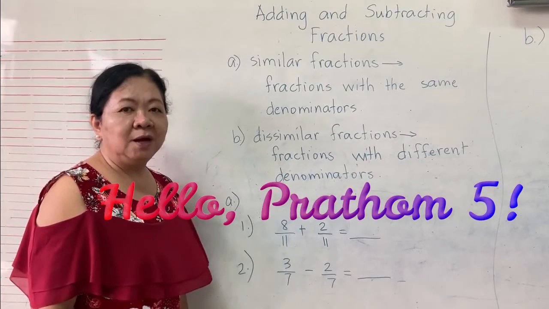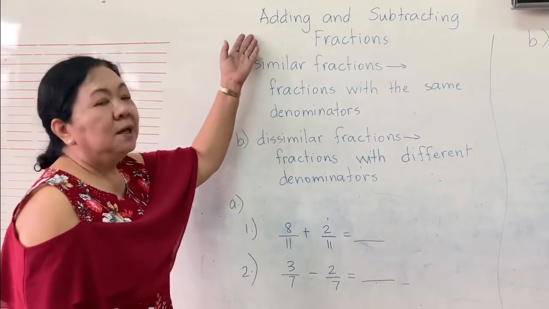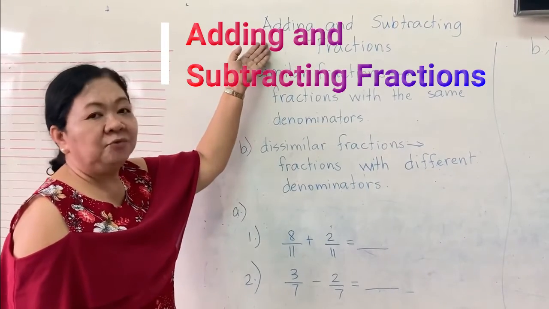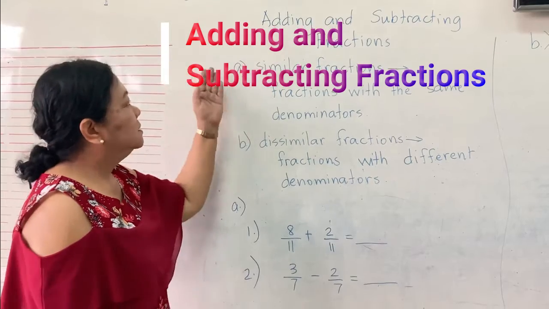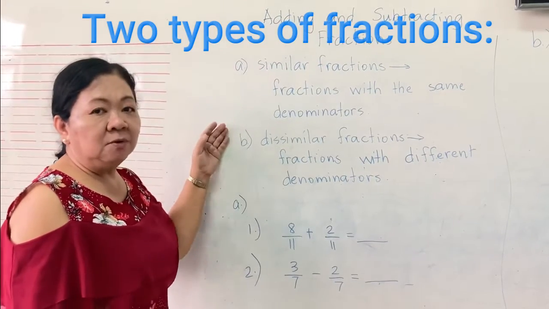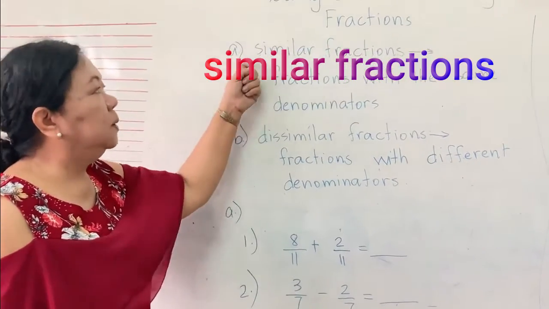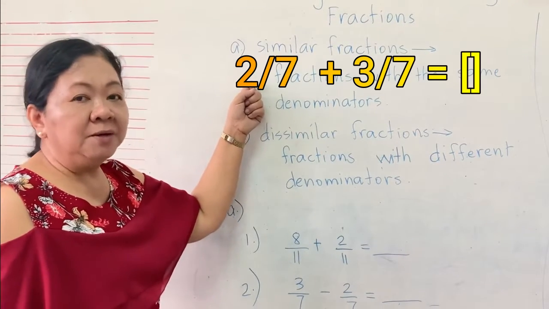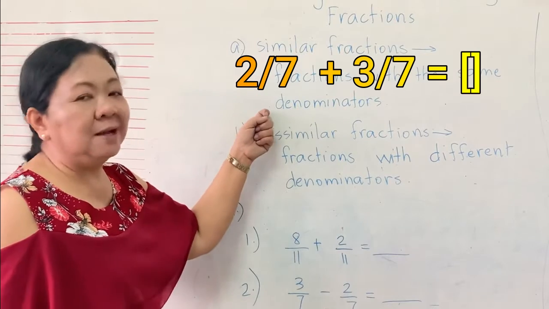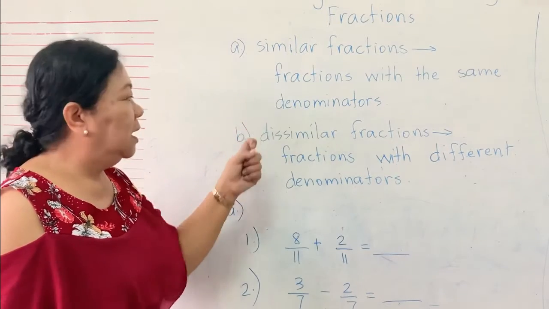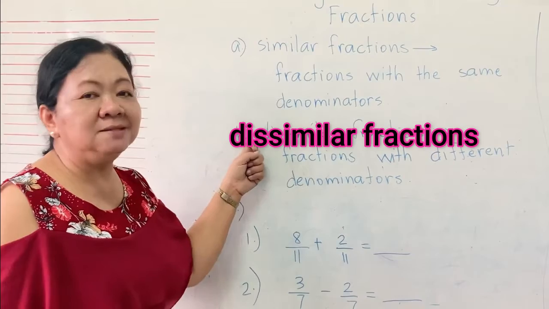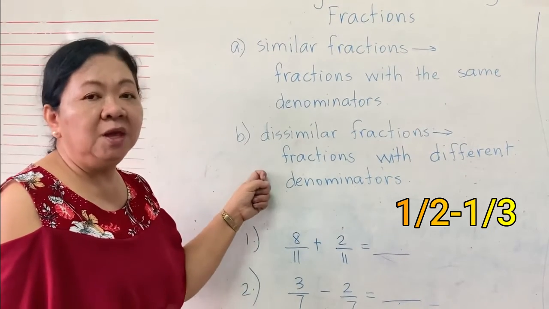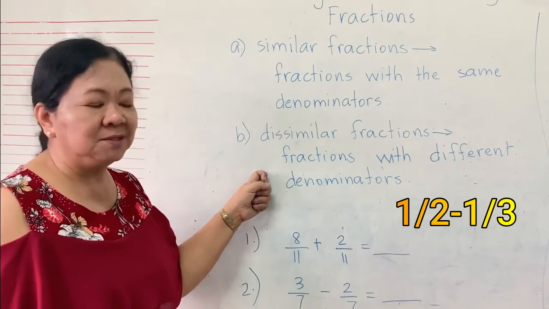Hello, Proton 5. Today, we will study adding and subtracting fractions. There are two types of fractions. One is called similar fractions, wherein you will add or subtract fractions with the same denominators. And we have the so-called dissimilar fractions, wherein the fractions have different denominators.